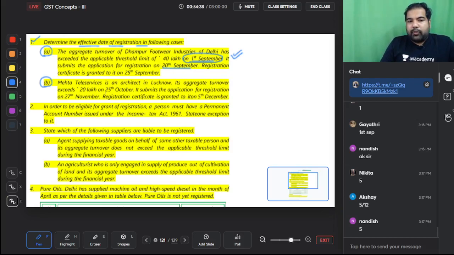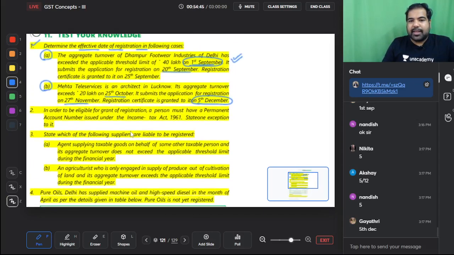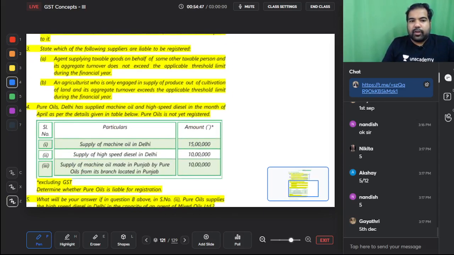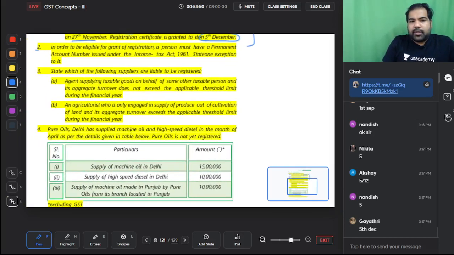You crossed on 25th October, but you applied after 30 days. So sorry, you will get a late effective date, 5th December. Good job, guys. This is with section 25. All right. Please read the second question and please state the exception to this question.